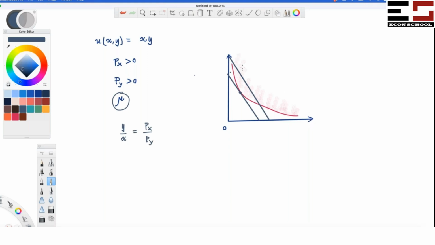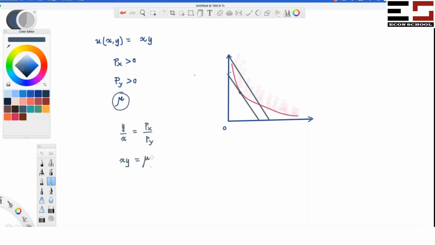This iso expenditure curve is tangential to this indifference curve. Since that's the case, the slope of the indifference curve at this point must be equal to the slope of the iso expenditure curve at this point, and therefore we get this condition for optimality. Another condition that is true at this point is that this point lies on this indifference curve, so xy equals mu is also satisfied. So we have two equations, two unknowns. We can solve for x and y.